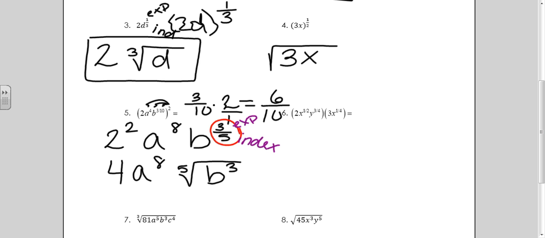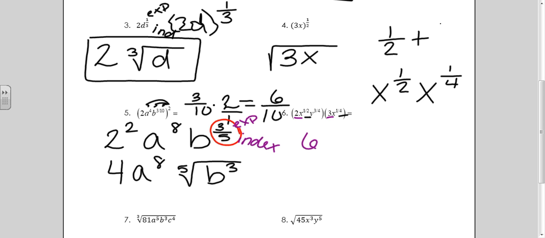For number 6, we multiply our numbers and our variables that are the same. So since 2 and 3 are both numbers, we can multiply 2 times 3, which gives us 6. Then we have our x's. So x to the 1/2 times x to the 1/4. And these are not powers raised to a power. These are just multiplying with the same base. So when we do this, we actually add our exponents. So it's 1/2 plus 1/4.